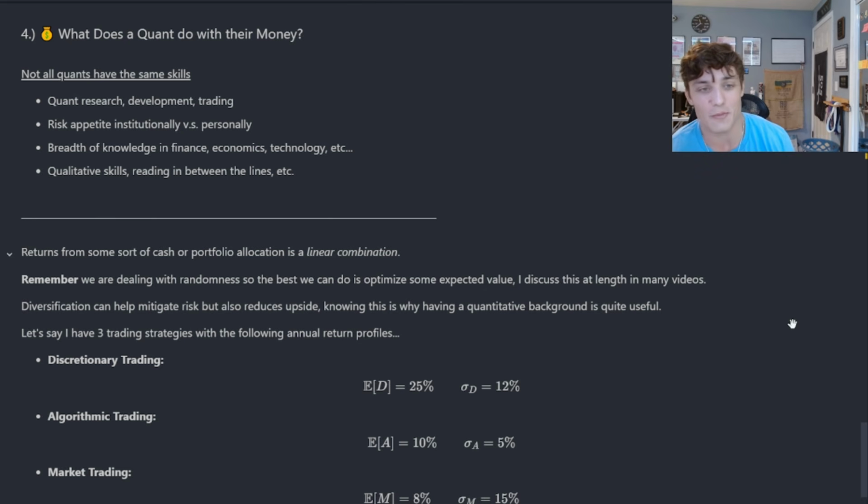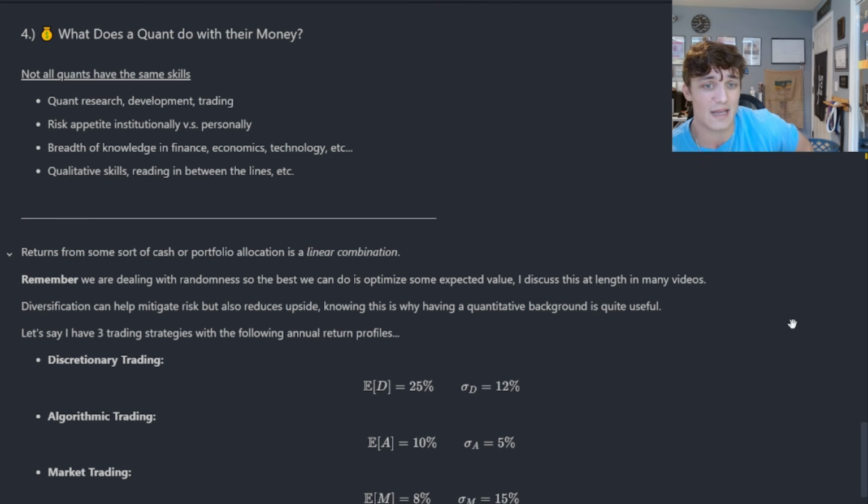I want to wrap up here talking about what I do with my money, or what a quant would do with their money. The first thing to keep in mind here is that not all quants have the same skill set, right? I have a very strong software engineering background, but I also have a very strong financial mathematics background. Not every quant is going to have a software engineering background. Not every quant is going to have a financial mathematics background. Heck, they might not even have a background in machine learning or artificial intelligence. So, quant research, development, and trading are different roles. Those are different quants. Quants will have different risk appetites institutionally and professionally.